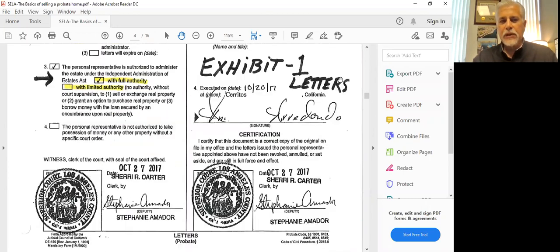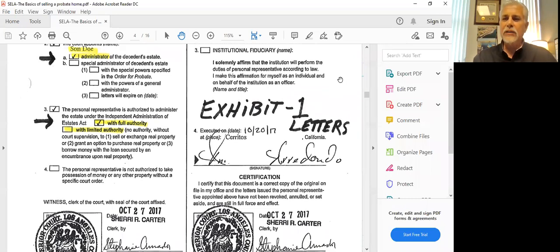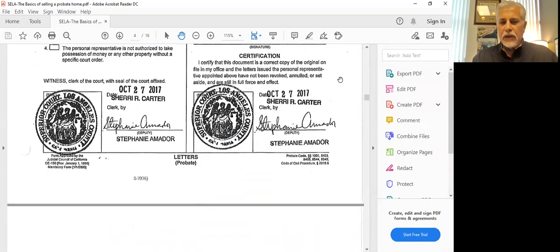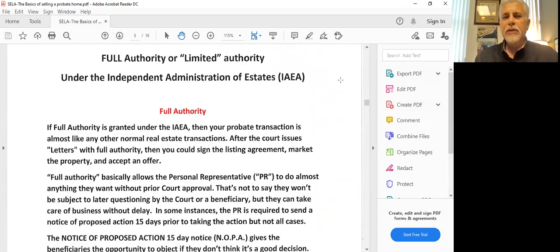And that's pretty much the most important thing you're going to need for our compliance. When we close a file, we ask you for the listing, but we also ask you for the letters, because we, as an office, must make sure that person had the right to sell the home. So as we continue, we now go into full authority or limited authority.